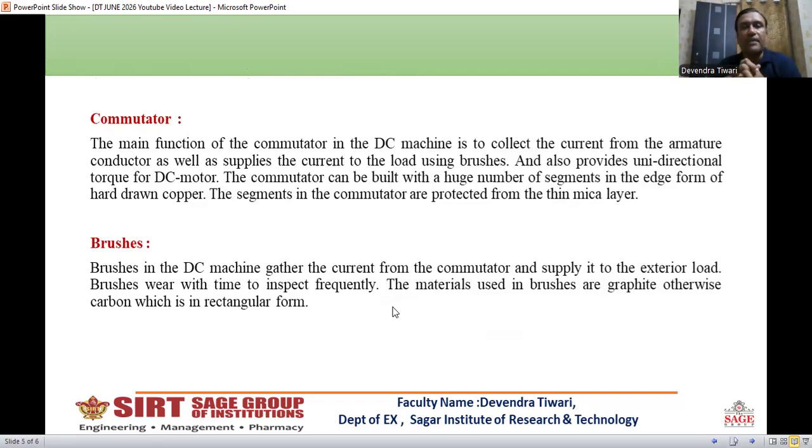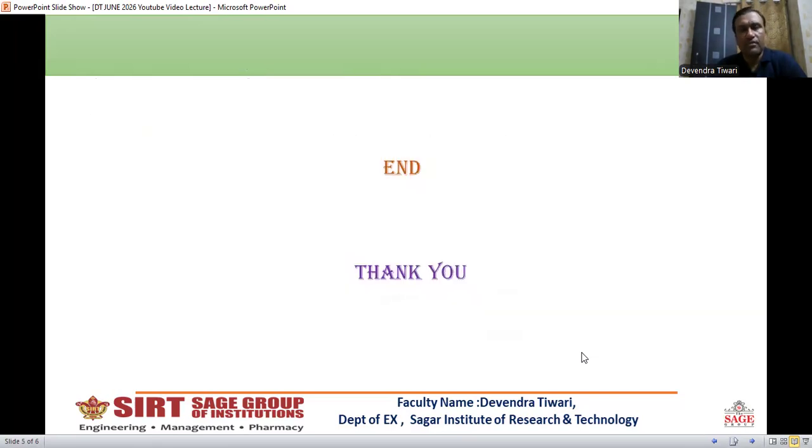Brushes wear with time, so inspect frequently, because wear and tear may occur due to the working of the machine. So we have to inspect frequently. The materials used in brush are graphite, otherwise carbon, which is in rectangular form. So these are the major parts of the machine which I have covered. Hopefully you can understand this construction. So we have to accordingly explain in exam whatever asked.